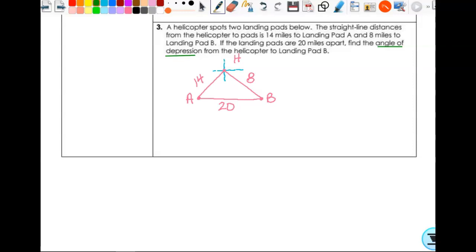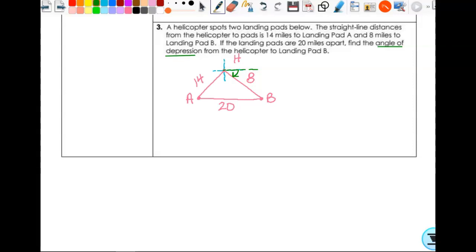So you have to think, the pilot's sitting in there, he looks straight ahead, then he looks down. This is the angle of depression. Okay? That is not an angle that is inside of my triangle. It's also not necessarily congruent to this piece right here. It could be, but only if it's 45 degrees, and we don't know what it is. It is, however, congruent to an angle that is inside my triangle.